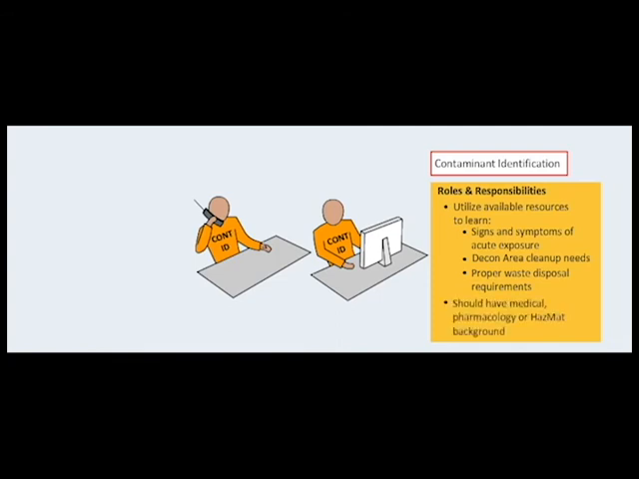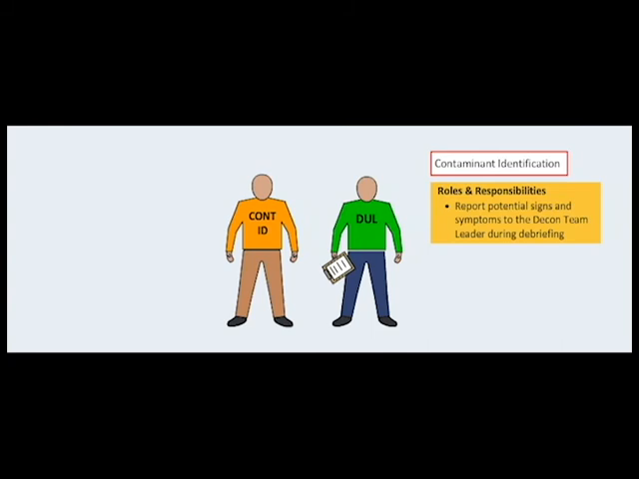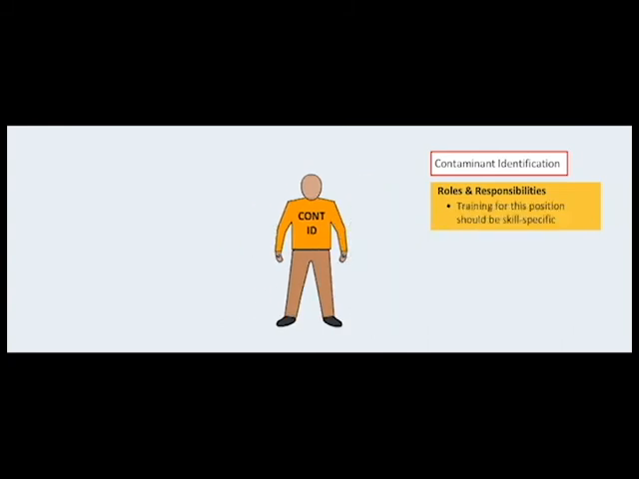This individual should ideally have a medical, pharmacology, or hazmat background. The individual in the contaminant identification position will report potential exposure signs and symptoms during the debriefing. Training for this position should be skill-specific.